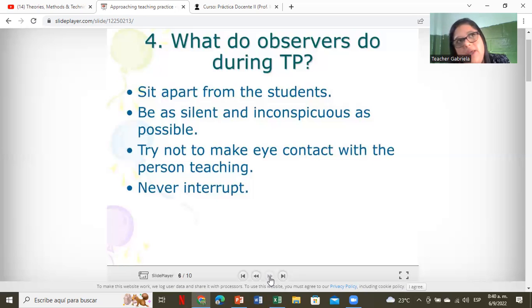Never interrupt. But in my case, the problem or the detail is when you are giving me explanations, I get excited, and information comes to my mind and I would like to mention it in that moment. But it's not correct. Never interrupt.